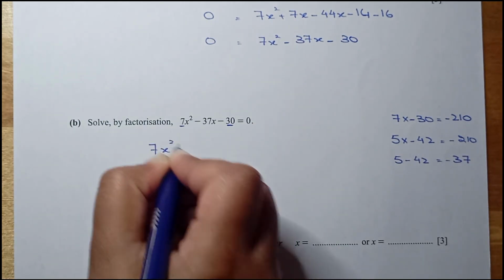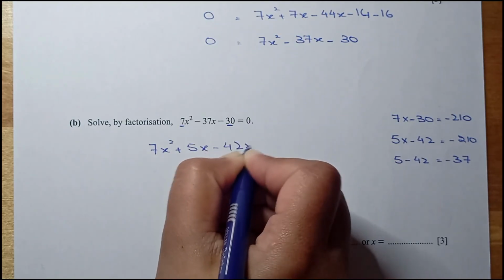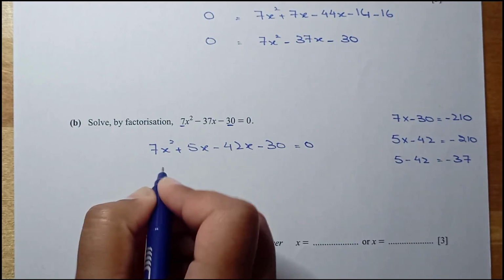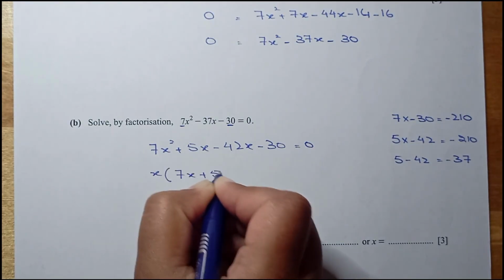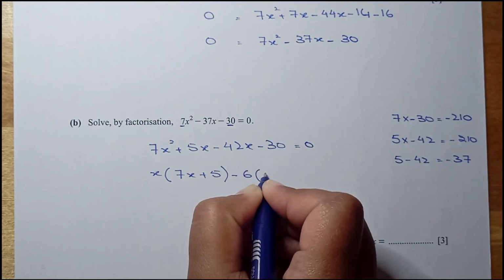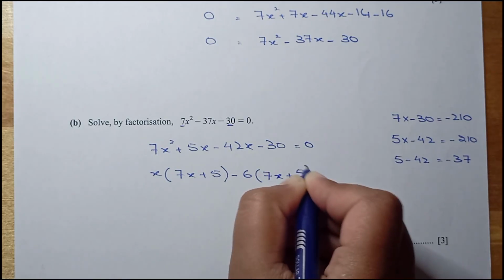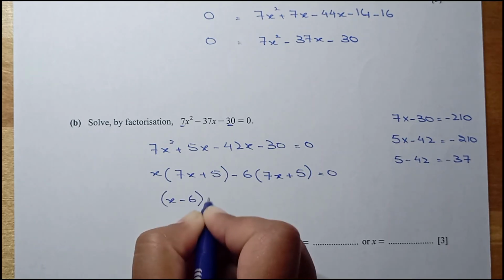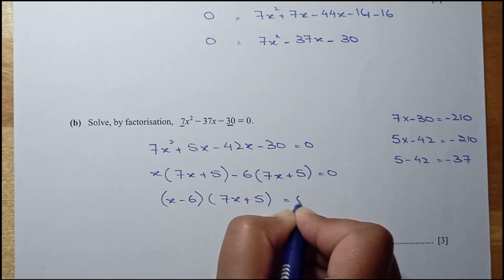7x squared plus 5x minus 42x minus 30 would be equal to 0. Let me take x common. We are left with 7x plus 5. And now let me take negative 6 common. 6 times 7 is 42x, and 6 times 5 is 30. And the two factors are x minus 6 and 7x plus 5. This would be equal to 0.